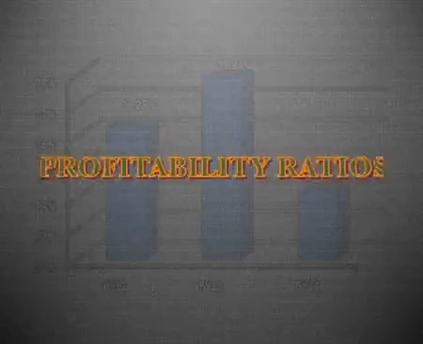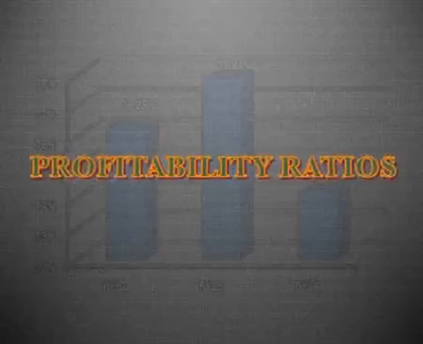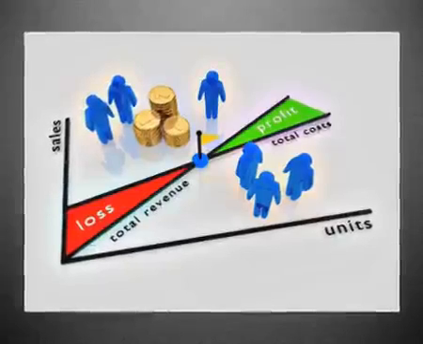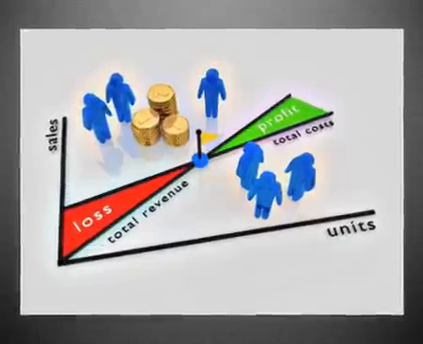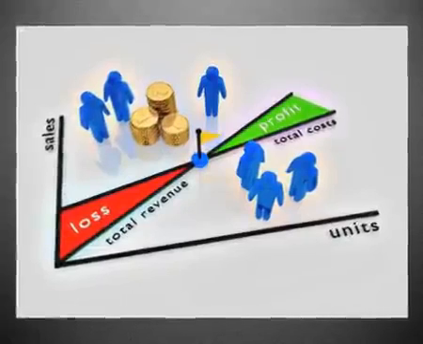Now we will discuss the next accounting ratio, that is profitability ratios. Profitability ratios measure the effectiveness of the overall management. In other words, it measures profits in relation to sales or capital employed. It indicates the overall efficiency of the management.